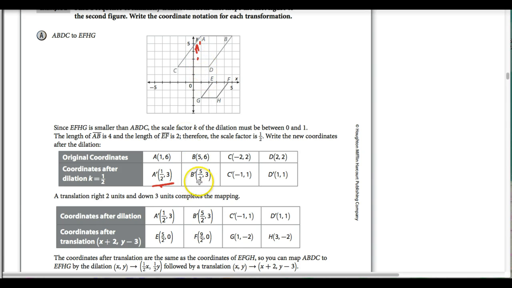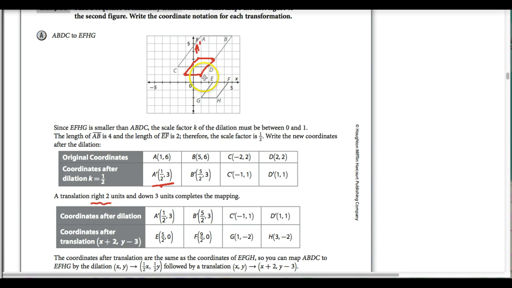And then you're going to have B prime, which is 2.5, comma 3. There you go. C prime at negative 1, comma 1. And then you have D prime at 1, comma 1. So then when you actually draw it after the dilation of 1/2, you know that still this red shape does not match onto this one over here. You still have to move it, okay?